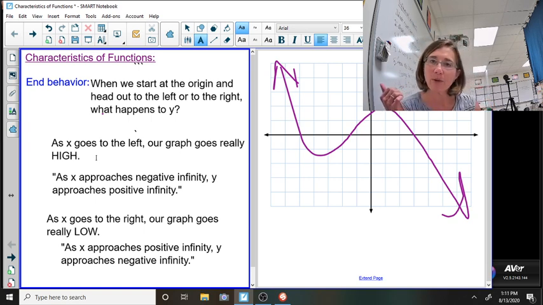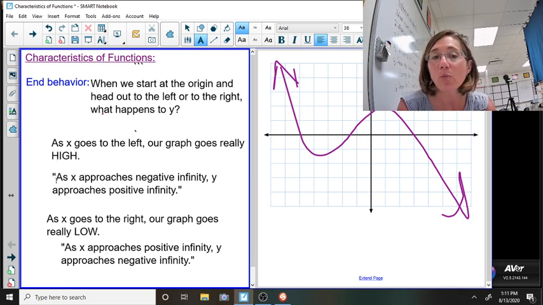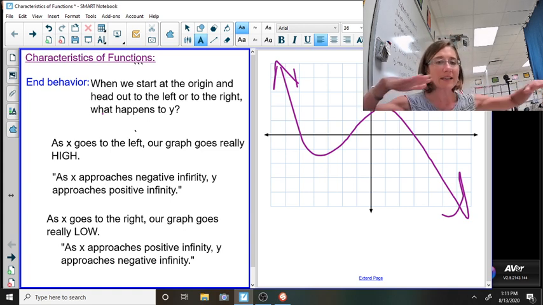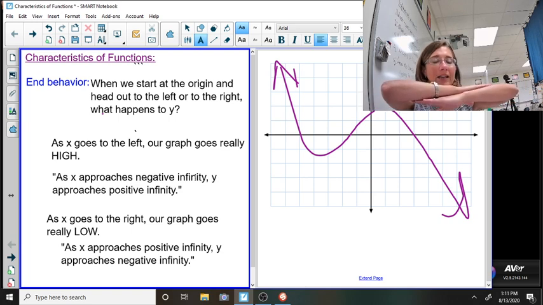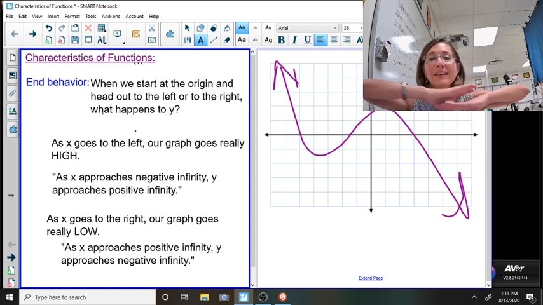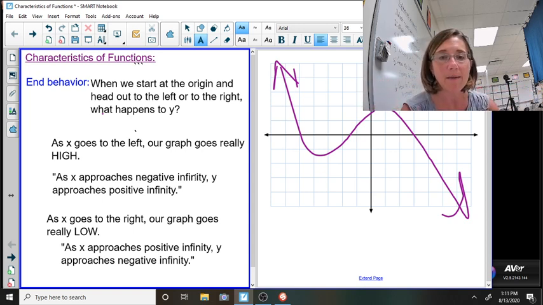Now that's like the English way of saying it, so we need a little bit more formal language now that you're in Algebra 2. So here's how we're going to take that sentence and reword it so it's a little bit more formal. As x approaches negative infinity, that means we're going to go to the left. So think about your x-axis. As your x's go to the left, they go negative. As they go to the right, they go positive. So we are heading left, so we are approaching negative infinity.